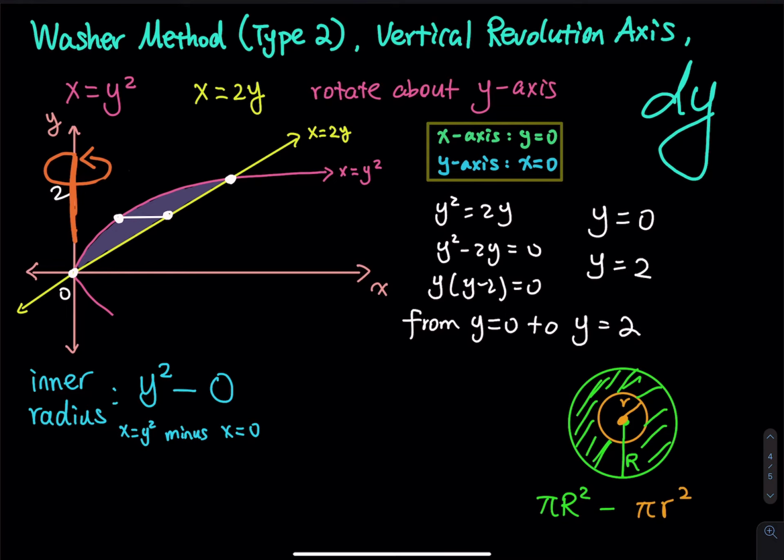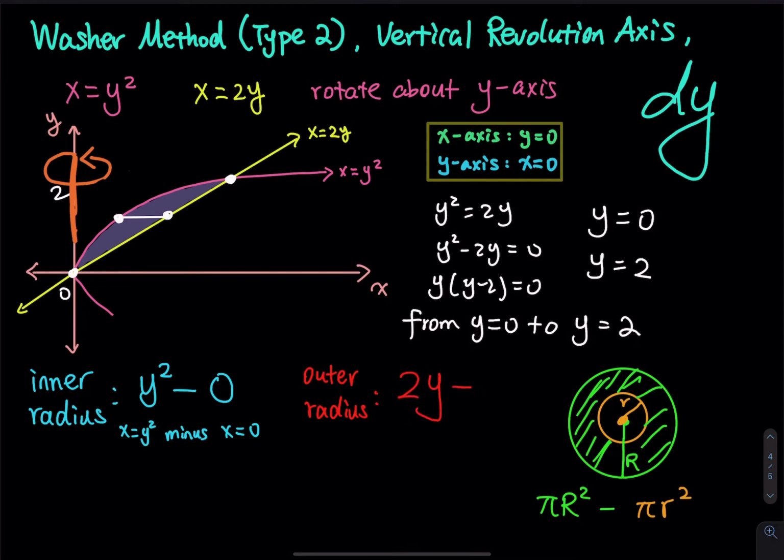What about the outer radius? Outer radius. Which point or which curve is farther away from the revolution axis? The answer is the straight line, x equals to 2y. So you will be using the entire straight line, subtract the entire revolution axis, which is x equals to 2y minus x equals to 0. And then you do the outer square minus inner square.